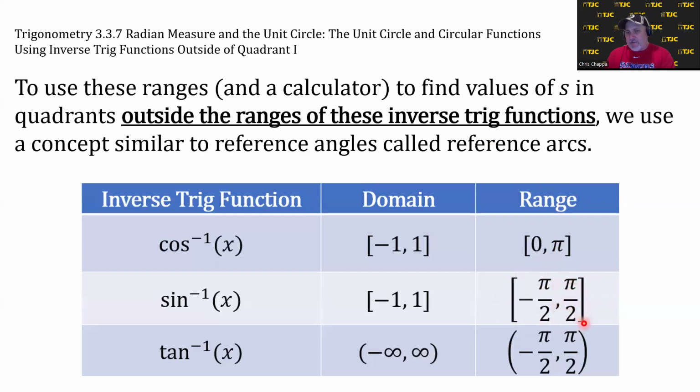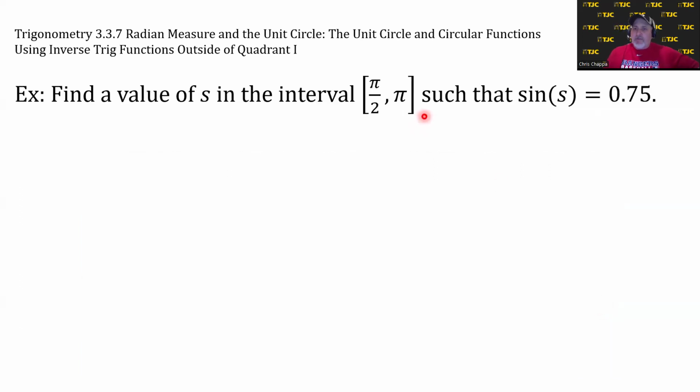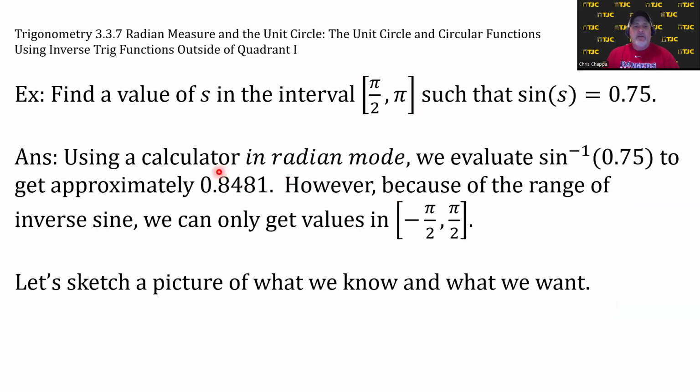The range of sine inverse ends at pi over 2. We're looking for a value in an interval that begins in pi over 2. So just doing sine inverse will not be sufficient, but we'll do that to start. Using a calculator in radian mode, we evaluate sine inverse of 0.75 to get approximately 0.8481. You can check that. However, because of the range of inverse sine, we can only get values between negative pi over 2 and pi over 2.